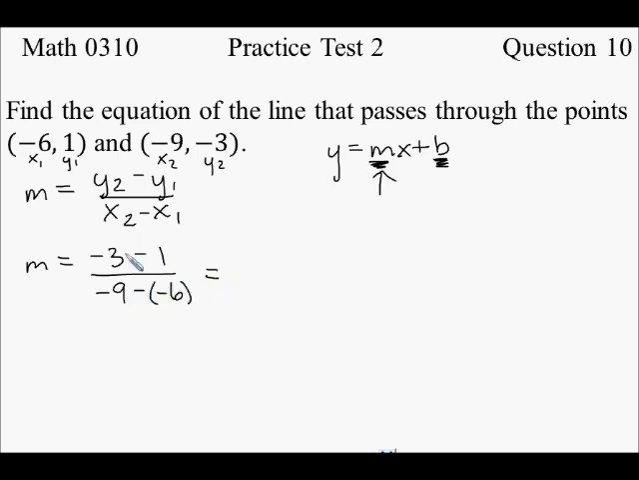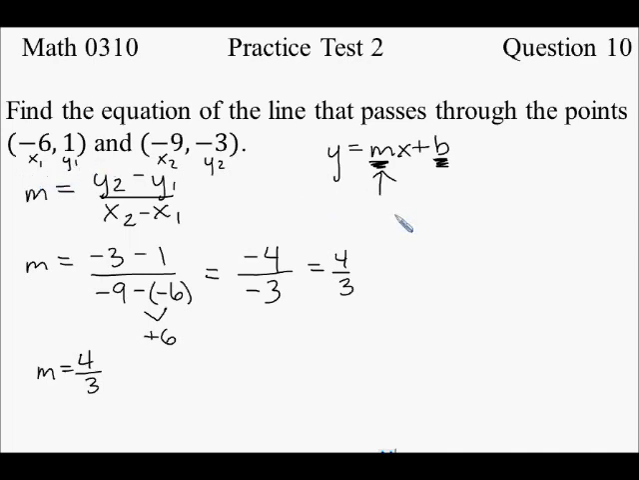Alright, so we can see this is going to be negative 3 minus 1, or negative 4, over negative 9 minus a negative 6. So this is going to be like plus 6 here. Negative 9 plus 6 is going to be negative 3. And so we get that slope is actually positive 4 over 3 because we have a negative over a negative. Alright, so slope is 4/3. And now we can simply use one of our points as our x1, y1 in our point slope equation.